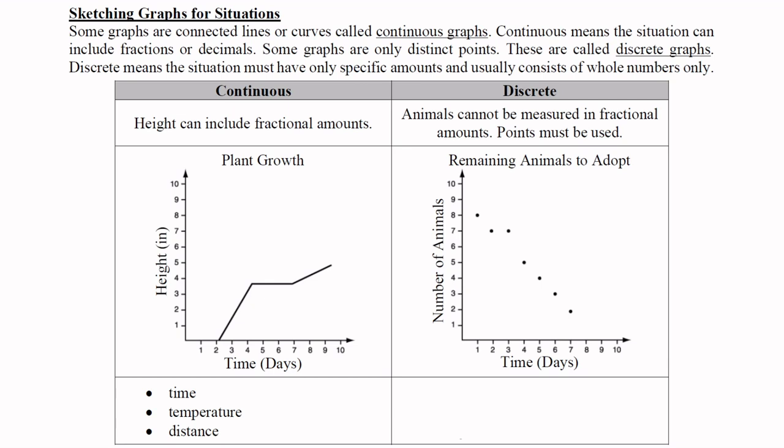Animals cannot be measured in fractional amounts. You cannot adopt out half of a cat or half of a dog. So in this case, points must be used to indicate how many animals we have at the end of each day. Examples of discrete variables are people, animals, and objects. Again, you cannot have half of a person or a fourth of a person. Same with animals and same with most objects.